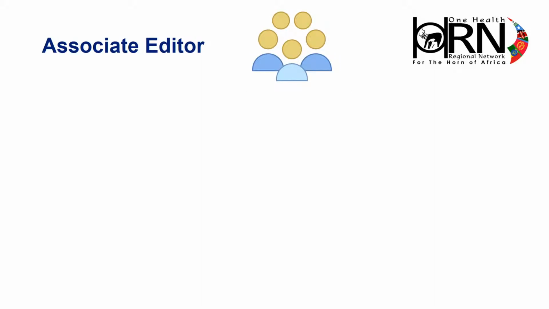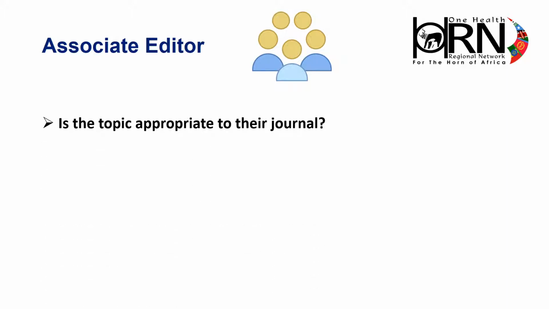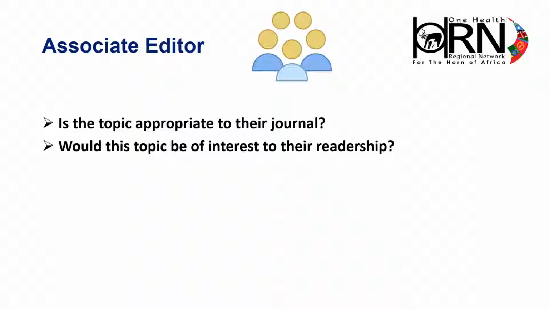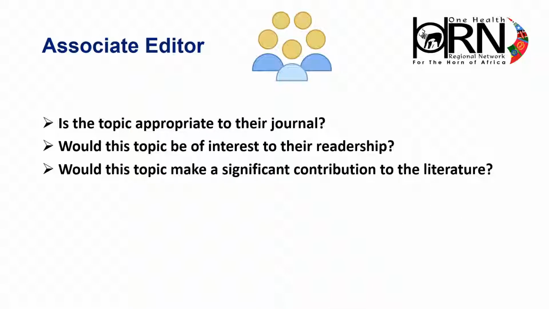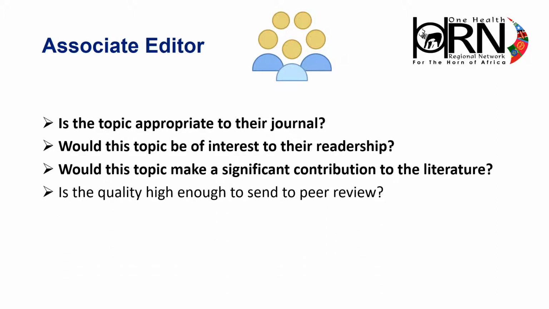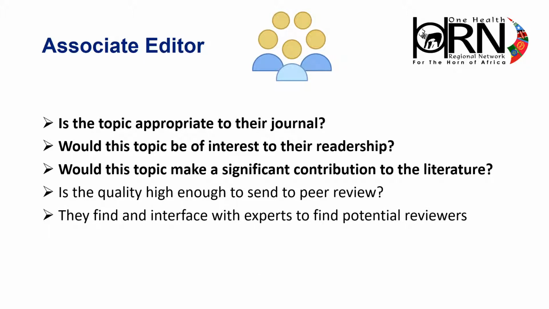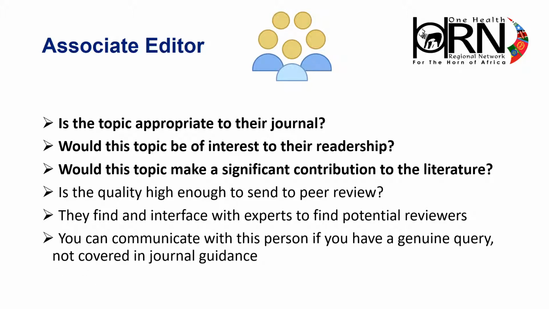The associate editor will ask similar but more refined questions about your manuscript, including: is the topic appropriate to the journal? Would this topic be of interest to their readership? Would this topic make a significant contribution to the literature? Is the quality high enough to send out to peer review? They act as an interface with experts to find potential reviewers. And again, you can communicate with this person to see if your manuscript is appropriate before submitting, if you have a query not covered in journal guidance.